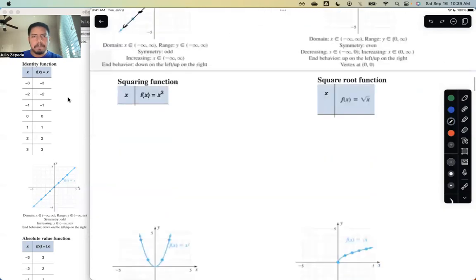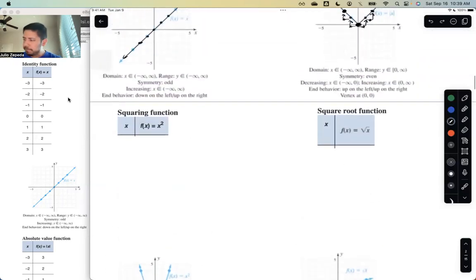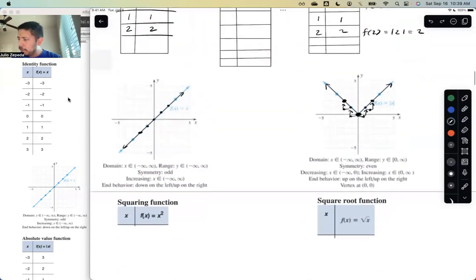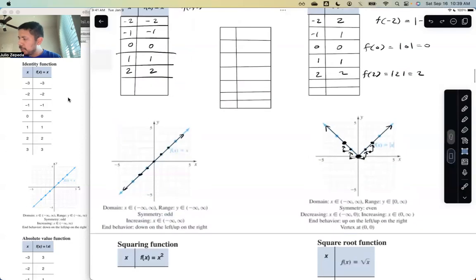Okay. The squaring function. This is probably one of the most popular functions, one I'm sure that you've worked with a lot.